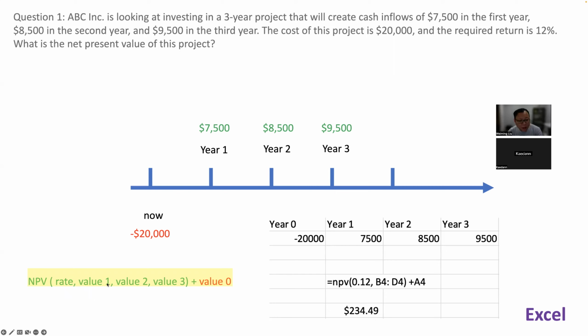And then value 1 is the cash flow for year 1. Value 2 is the cash flow for year 2. And value 3 is the cash flow for year 3. And then closing bracket. So far you are calculating the present value of this future sequence, right? And for net present value, you have to consider the value 0, which is the initial investment.